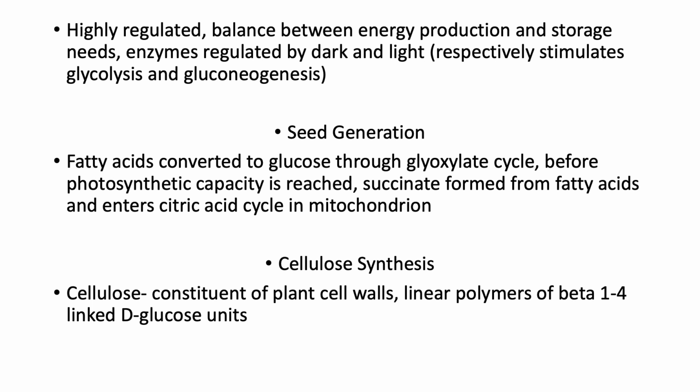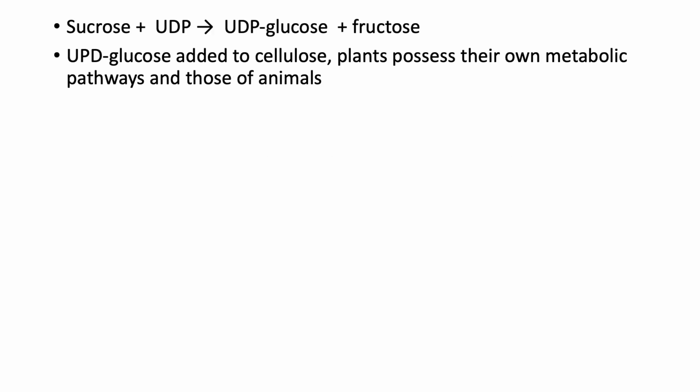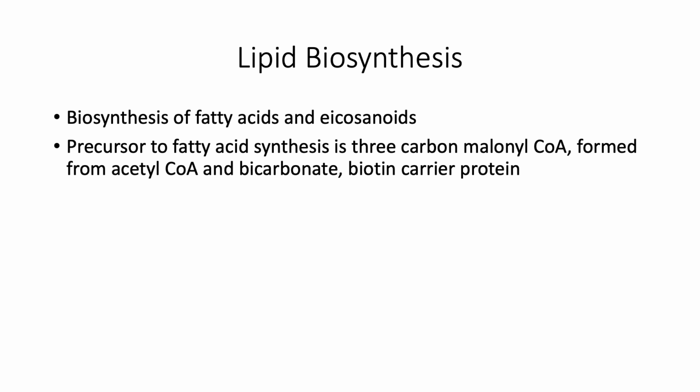Cellulose synthesis: this is a constituent of plant cell walls. This is a linear polymer of beta-1,4 linked D-glucose units. So sucrose plus UDP gives UDP glucose plus fructose. UDP glucose is added to cellulose, and the plants possess their own metabolic pathways and those of animals.